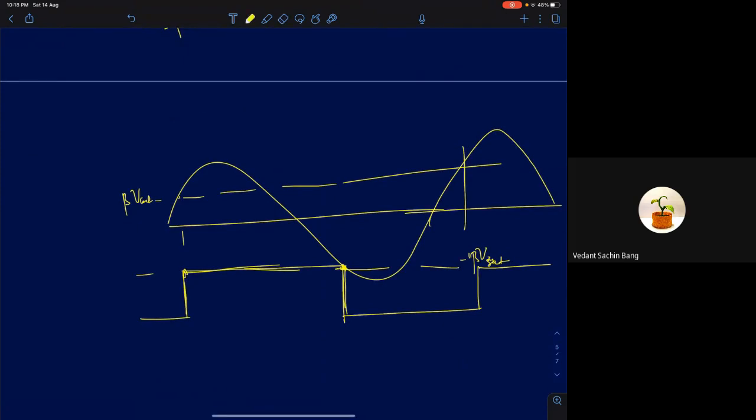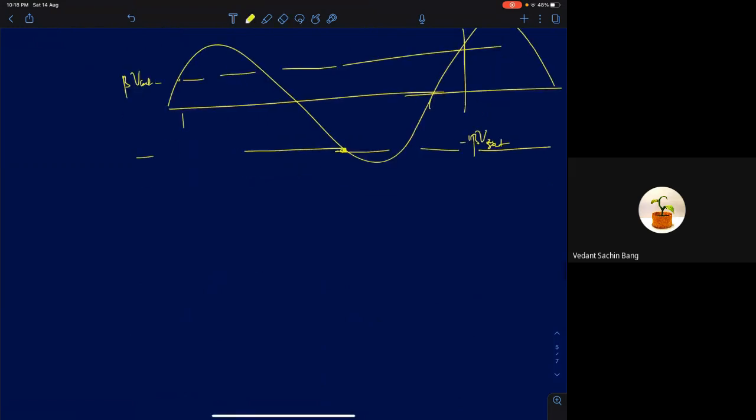Because if your input exceeds plus Vsat, output should be minus Vsat. So what you will be getting here is that you will get minus Vsat, it will remain constant, it will go to plus Vsat, remain constant, and then minus Vsat, and so on.